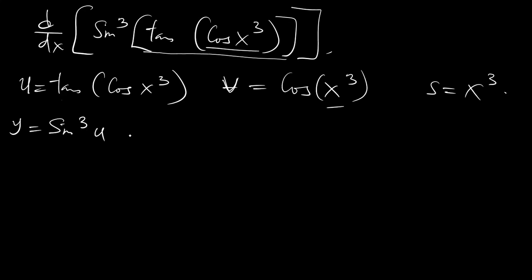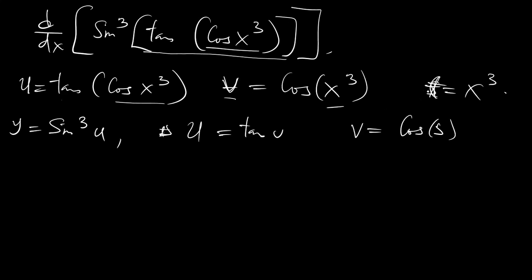Now, writing u in terms of v, the whole of this is v, so u will be tan v. Now writing v in terms of x, v will now be cos x cubed. Now I would have used t here, because of this double x, so let me use t here.